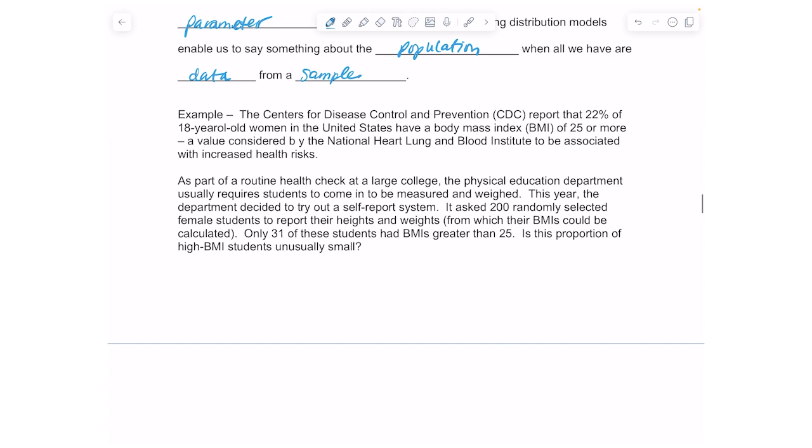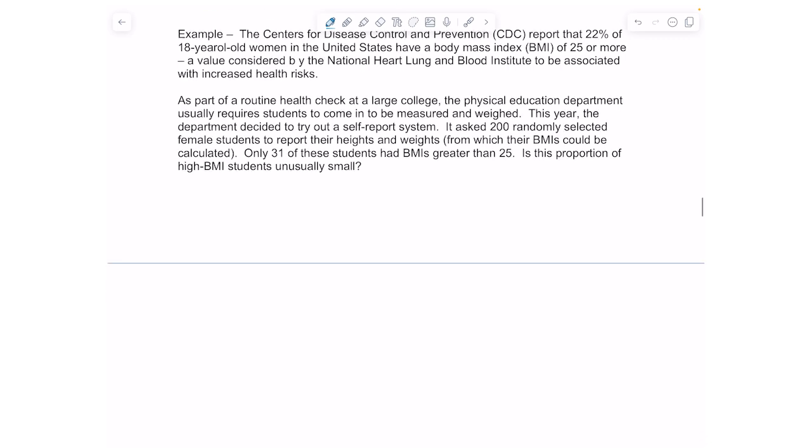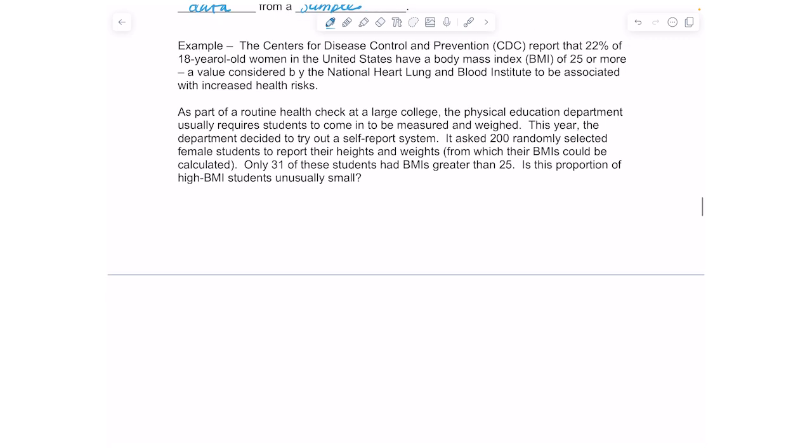Is this proportion of high body mass index students unusually small? So the first thing we need to do to see if we can use the normal model to approximate our sampling distribution for p hat, since we're dealing with proportions, is to check our conditions. And remember, the first thing we need to check is the independence assumption. And the way we'll check that is from the randomization condition and the less than 10% condition.